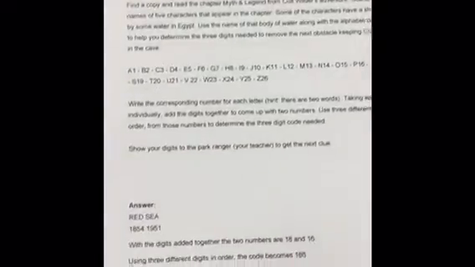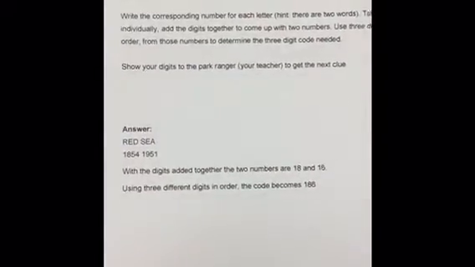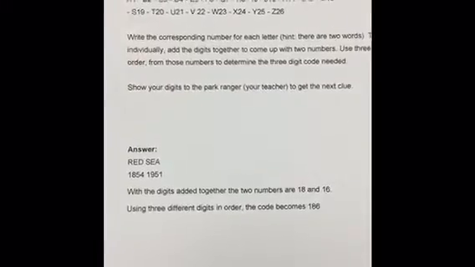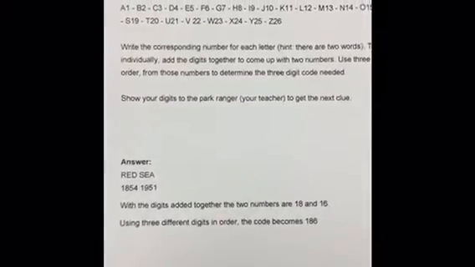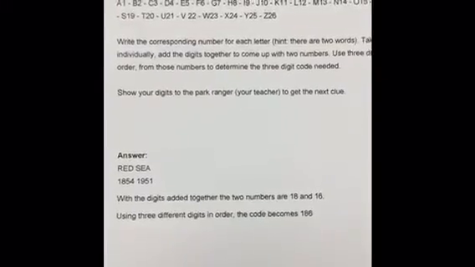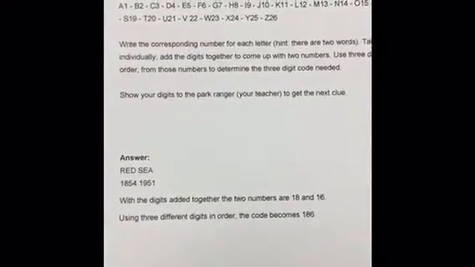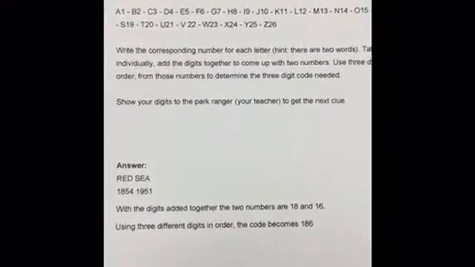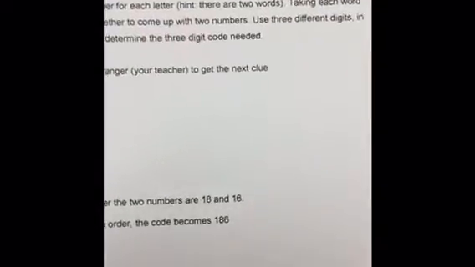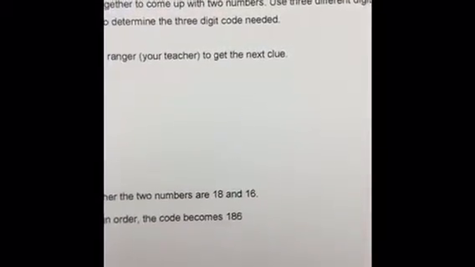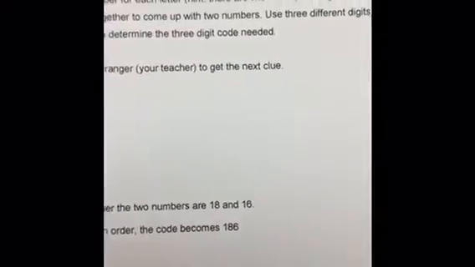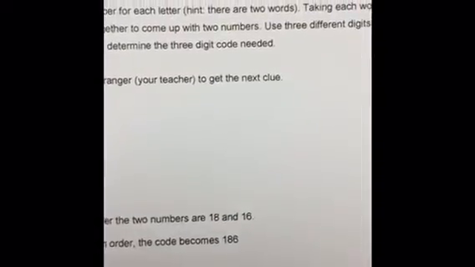Now, as we go down to the answer here, the answer to the body of water is the Red Sea. The numbers that correspond are 1854 and 1951. When you add those together, we get 18 and 16. And if we're using 3 different digits in order, the code becomes 186. So you can see with 18 and 16, the numbers we have is 1816. But if we're using 3 different digits again, they must be different, we get 186.